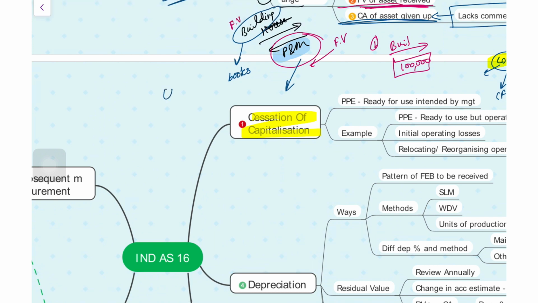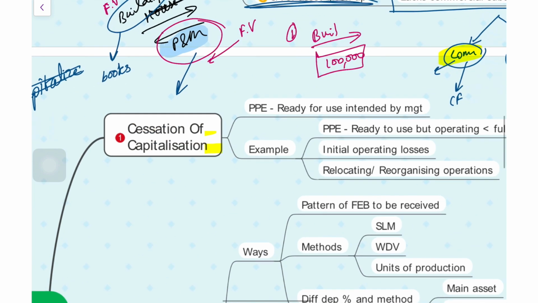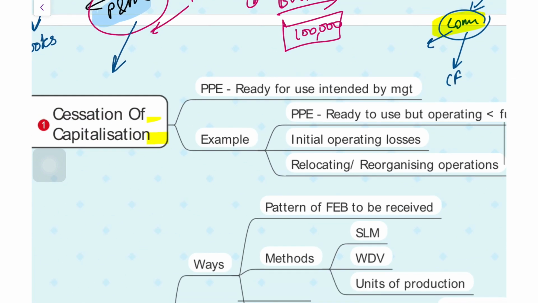Here what they tell you is that until now we have read what all is going to be capitalized as a cost of your PPE, like your initial cost, and then in your subsequent cost also what all can be capitalized. So now when does such capitalization stop? When do you stop capitalizing in your PPE? It is when your PPE is ready for use as intended by the management.